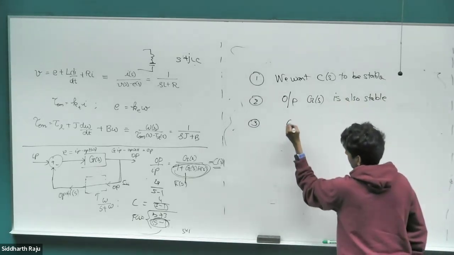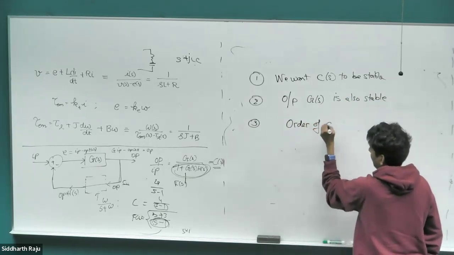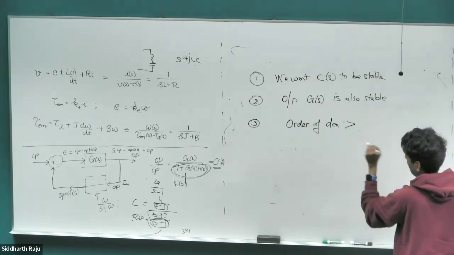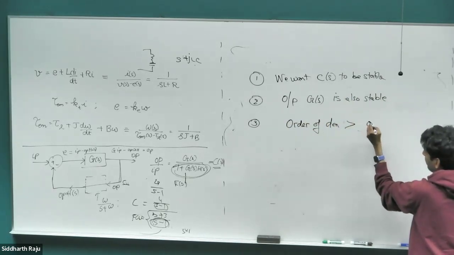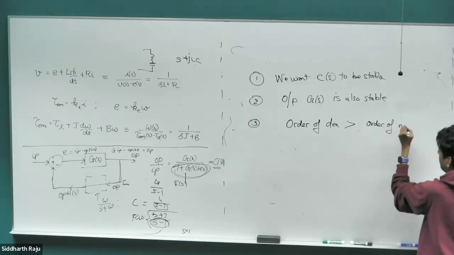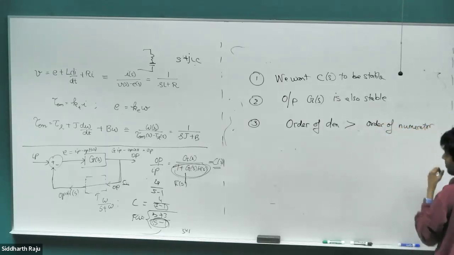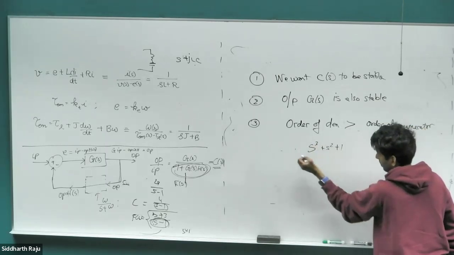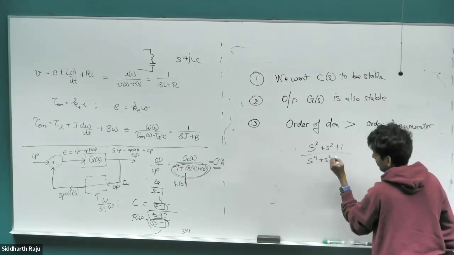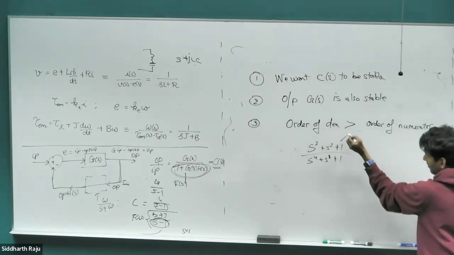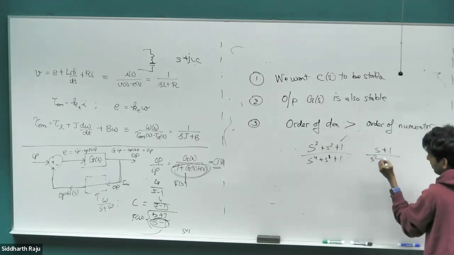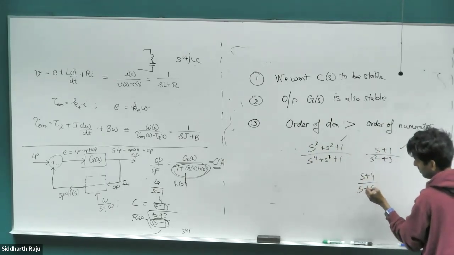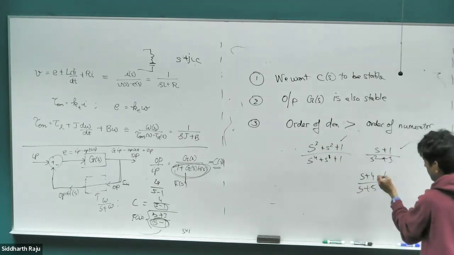that the order of the denominator is greater than, not just greater than or equal to, it's absolutely greater than the order of the numerator. Right? So what does this mean? I can have transfer functions that look like this. Right? This is okay. I can have s plus 1 divided by s squared plus 3. This is also fine. But I cannot have this. Alright, so this is a no-no.